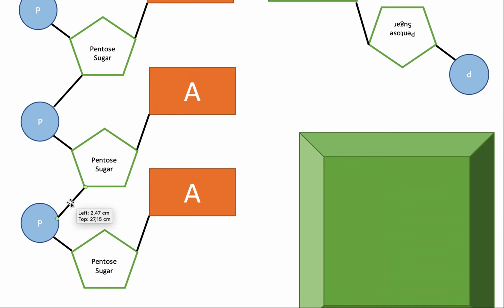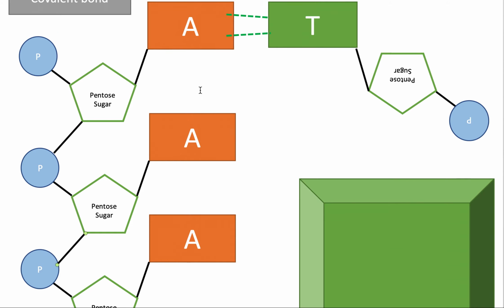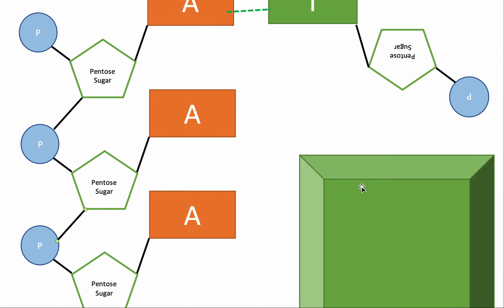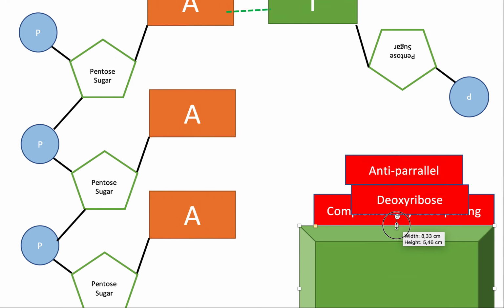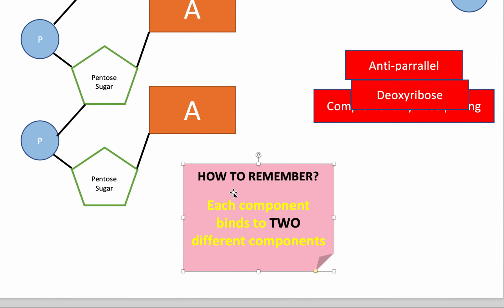So you can see the sugar in the middle sometimes has 3 bonds, 1, 2, and 3. But the key is to remember, if we were to keep going, this phosphate would bind to another one and would keep going. So they will always have at least 2. So an easy way to remember that, just ignore those for now, is that each component, by component I mean A, the sugar, and P, needs to bind to at least 2 components, 2 different components, okay?